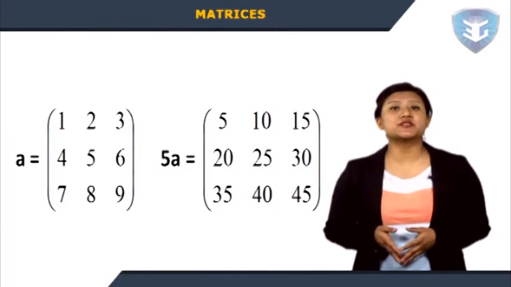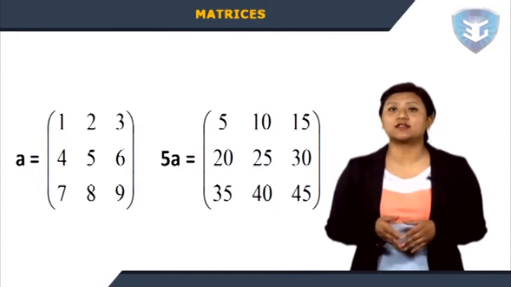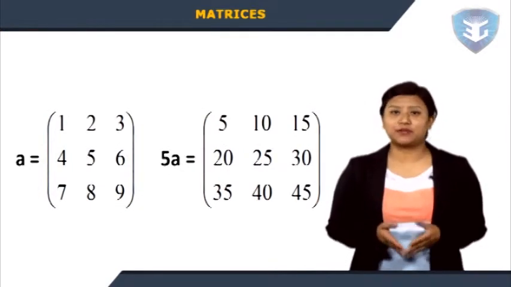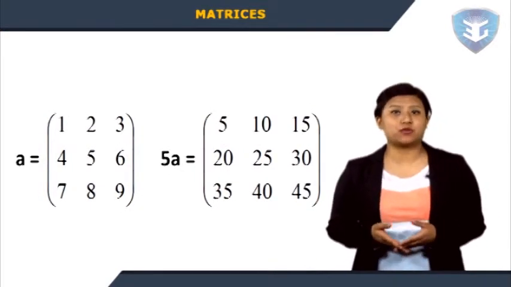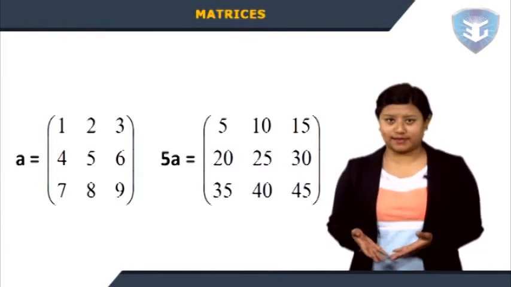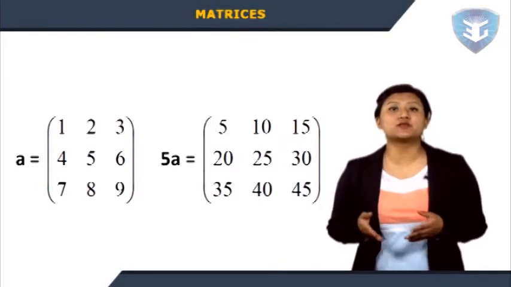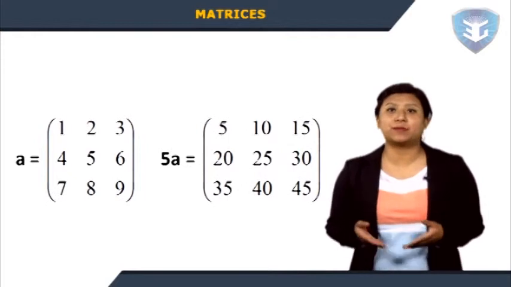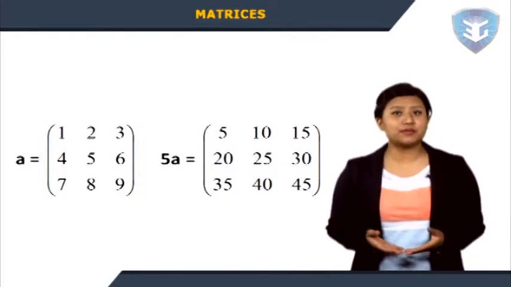It is customary to denote scalars by italicized lowercase letters, for example x, to denote vectors by bold lowercase letters, for example x, and to denote matrices with more than one row and one column by bold uppercase letters, for example X.